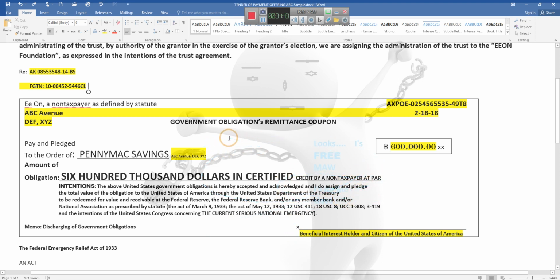So you want to change your policy, but you can't change the policy regarding government obligations. They can't change the policy regarding government obligation because they would have to change the Banking Holiday Act, the March 9, 1933 Act, and the March 12, 1933 Act, and USC 411. They can't do that because it would have too wide of a rippling effect on the entire system. So we need to discharge our government obligations, people.